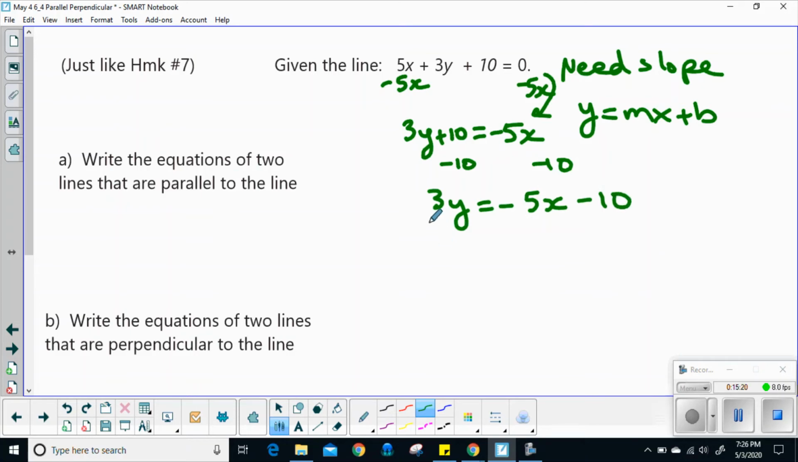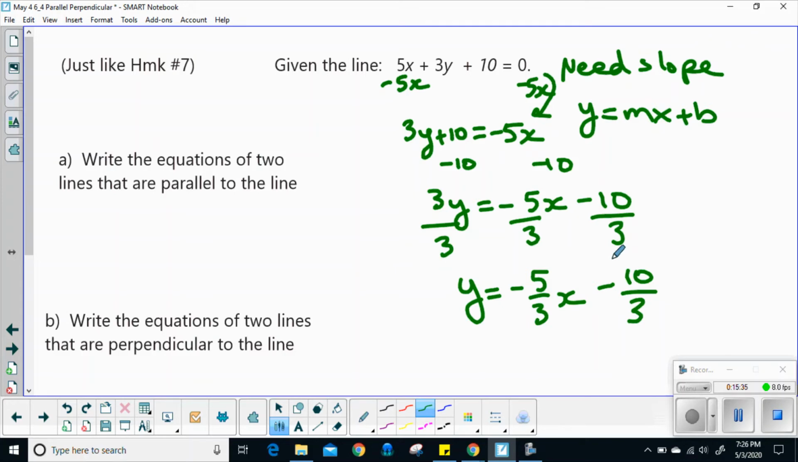And then last step, we got to move that 3 out of the way. So we're going to divide each term by 3. So we now have y equals negative 5 over 3 x minus 10 over 3. And it's fine to be a fraction. That's quite all right. That is a perfectly legitimate number.